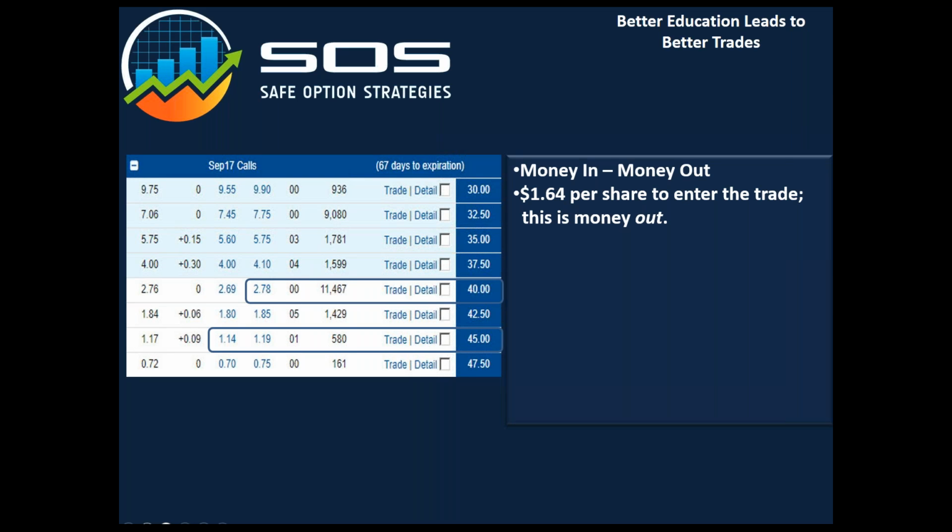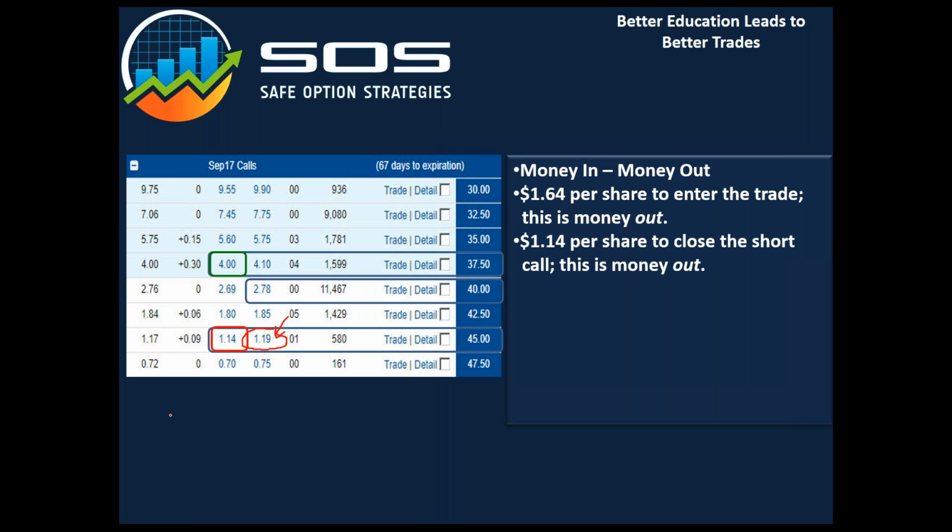Keep track of the money in, money out. It was $1.64 money out to open this trade. Right now, at this moment in time, we would have to spend, I should have highlighted the $1.19, because we would actually have to spend $1.19 to exit this trade. Okay, that would be money out. And we could get, potentially, by rolling straight down, going from the 45 strike price, I know it goes the other way on the option chain, we talked about that, by going from the 45 strike down to the 37.50 strike, we're going to get $1.4 a share for the new option. Money in. A lot more money in than money out.